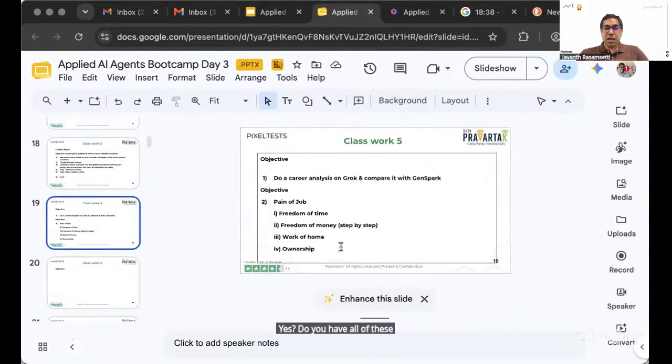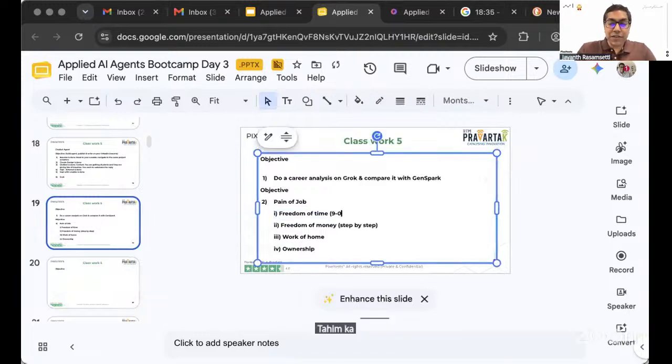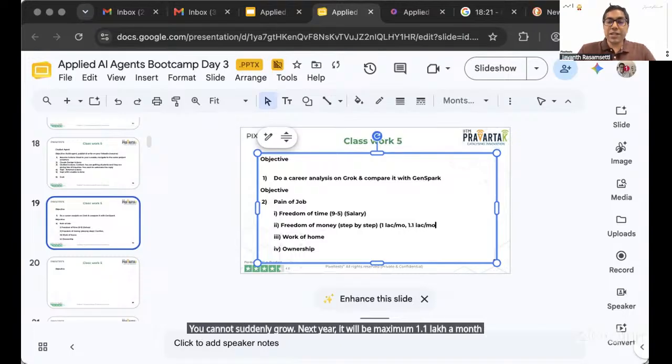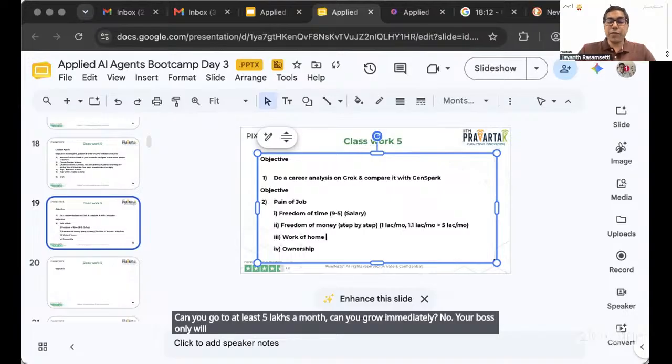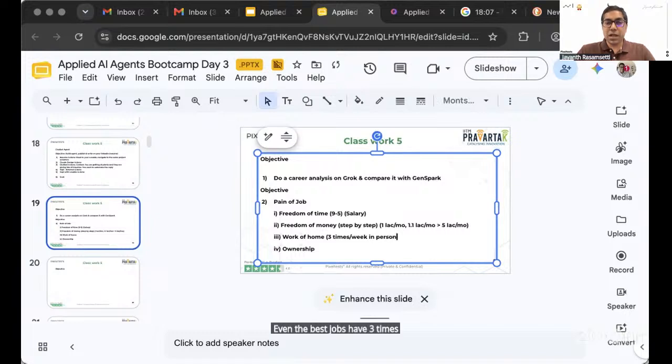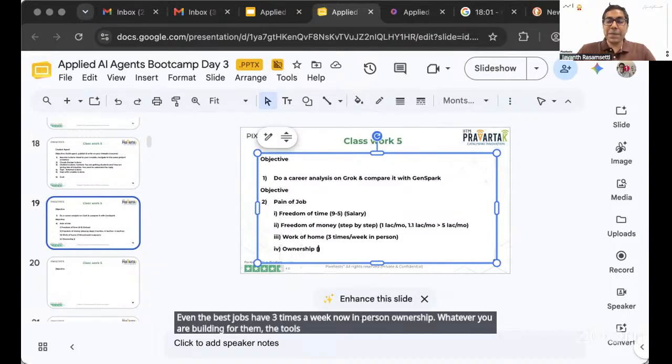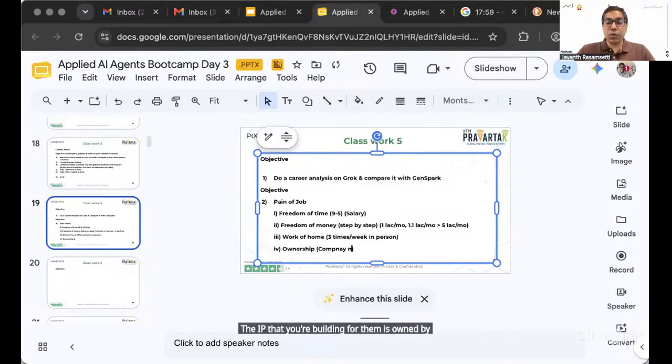Did you understand this? Freedom of time is not there. You have to work 9 to 5. One day if you fall sick, what will happen? That day you won't get salary. Freedom of money. Suppose your salary is 1 lakh a month, you cannot suddenly grow. Next year it will be maximum 1.1 lakh a month. You cannot suddenly grow to 10 lakhs a month. Can you grow to at least 5 lakhs a month? Can you grow immediately? No. Your boss will not have it. Work from home, impossible. Even the best jobs have 3 times a week now in person. Ownership. Whatever you are building for them, the tools or the IP that you're building for them is owned by the company, not by you.